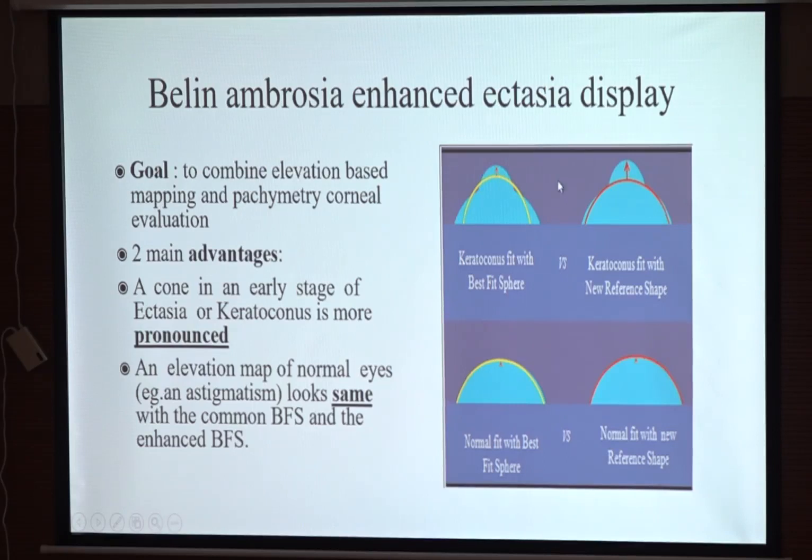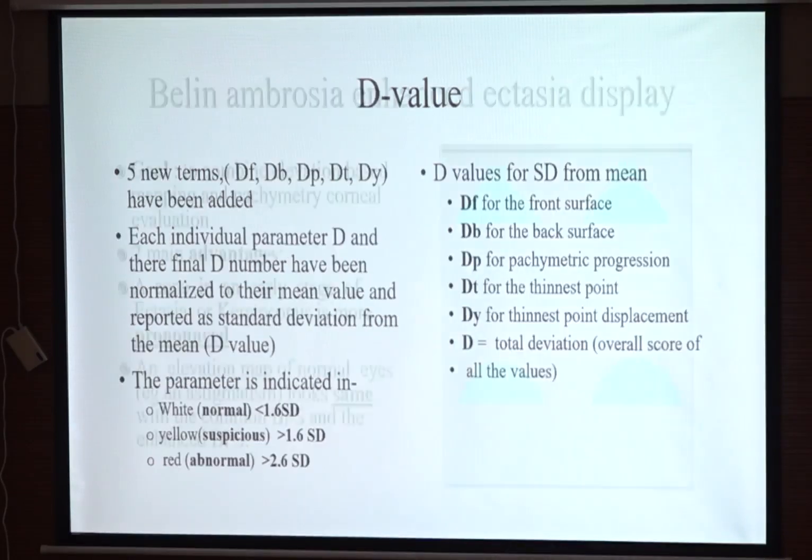since the cornea is not perfectly spherical in shape, this best fit sphere does not fit a normal cornea exactly. That is why if there is a small elevation or a small change in the cornea, the early changes cannot be detected. But in the enhanced best fit sphere, a new reference shape was created considering the normative data of the patients. So the advantage was that even if a small change was there, that elevation can be depicted on the map very clearly. So that was the advantage, that you can detect the early stage of the ectasia or the keratoconus.